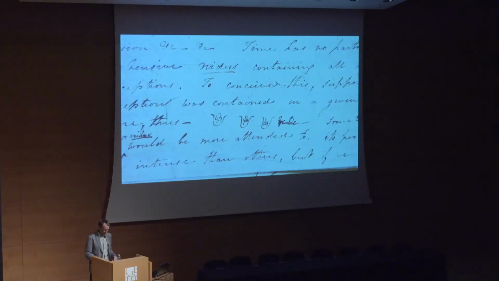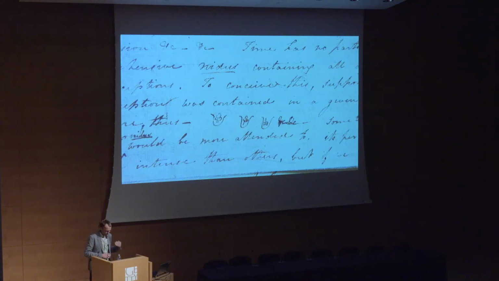In an immediate disavowal of his own anti-visualizing principles, however, Wedgwood then offers a striking figuration, which I show you here. Time, he claims, has no parts. It is a comprehensive nidus containing all other perceptions. To conceive this, suppose by way of illustration, every visual perception was contained in a given and constant figure like this. Wedgwood then depicts his nidus in three successive iterations.